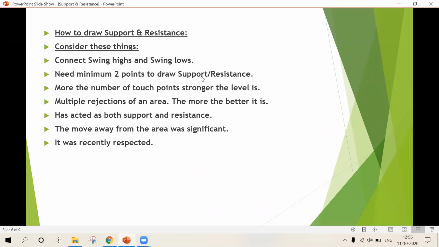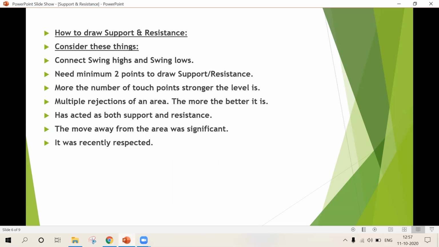And you need a minimum of 2 touch points to draw support or resistance. I already told you that. And the more touch points, the stronger the level. I repeat, this is the most important point. A support or resistance with 2 touch points is weaker than another support or resistance having 5 or 10 touch points. You need to have more touch points while drawing support or resistance. I'm repeating it because it's very important.